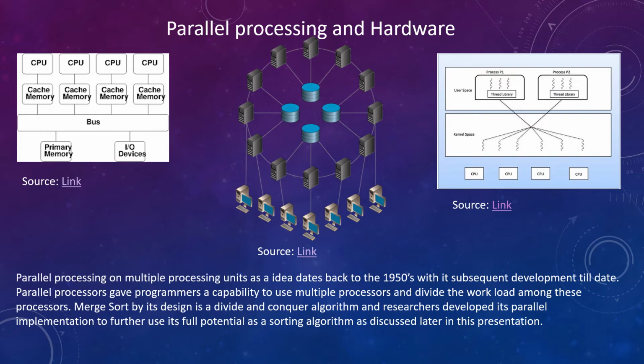Going forward, we understand that parallel processing gave programmers a capability to use multiple processors and divide the workload among these processors. So what it basically means is that we take multiple processors and then we divide our workload over these multiple processors, which are basically our worker nodes. So if this is the system and these are the databases and some operations are coming in, then whatever operation comes in gets divided among these processors.